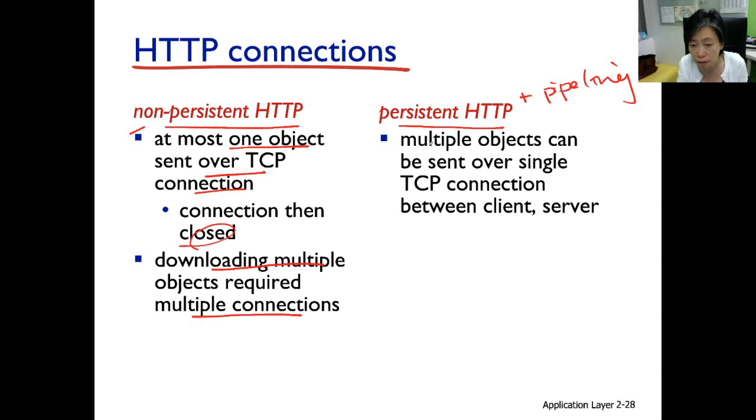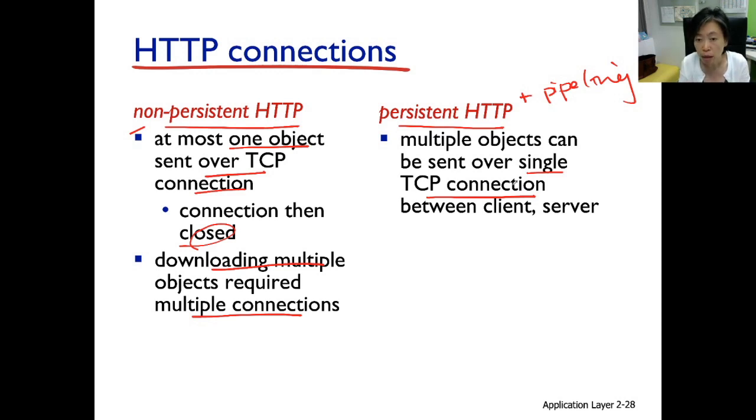Now in persistent HTTP, the main idea is, well, why do we keep opening TCP connections and closing them? Why don't we just reuse the TCP connection we have started in the first place? So in persistent HTTP, client and server establish the TCP connection, and then first web object request and response exchange, second web object request and response exchange, and so on and so forth. So one single connection to send all the objects.